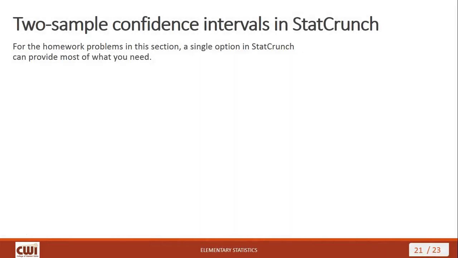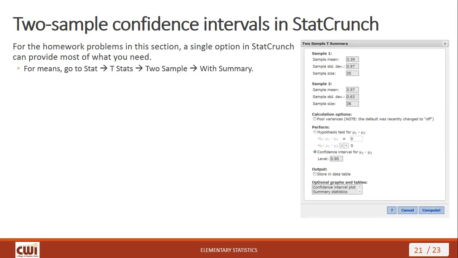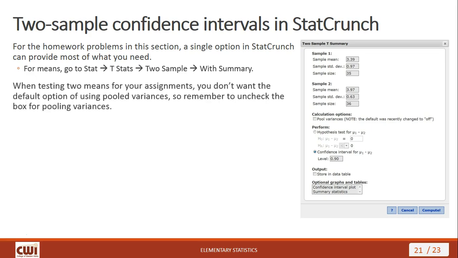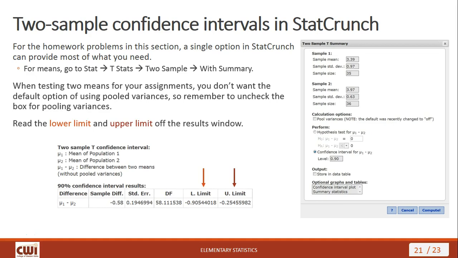For confidence intervals in StatCrunch, you're going to use the same option that's used for hypothesis testing. The only difference is that now you're going to go down and click that radio button for confidence interval, and you want to remember to put the right confidence level there in the box. Also remember to leave that pooled variances box unchecked. Once you put the right information into your options window, press compute, and out pops your results window from which you read your lower and upper limit.